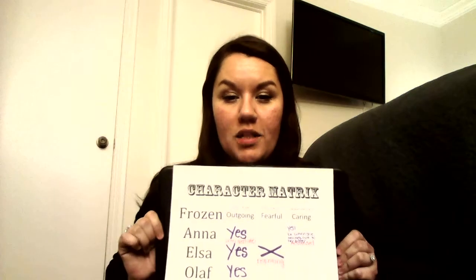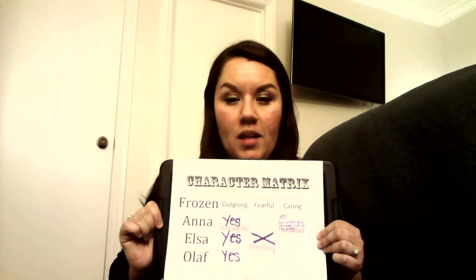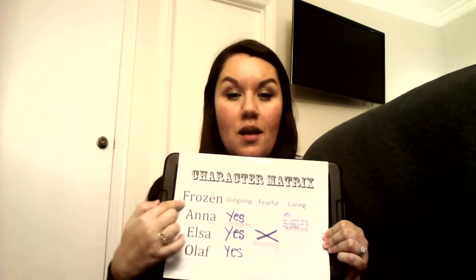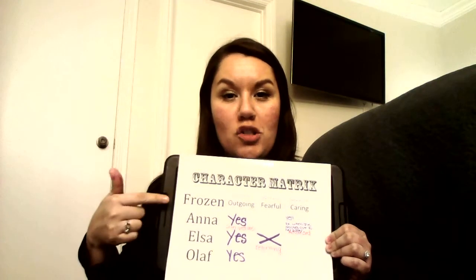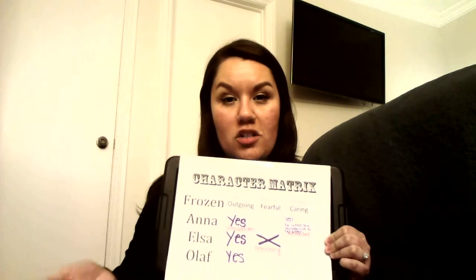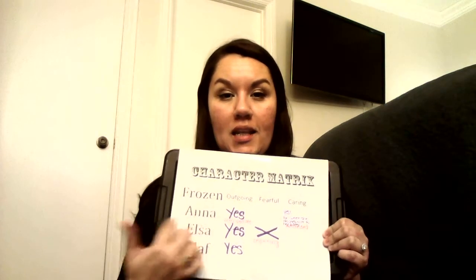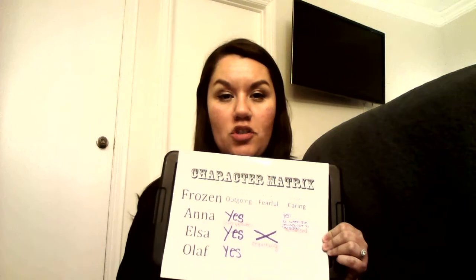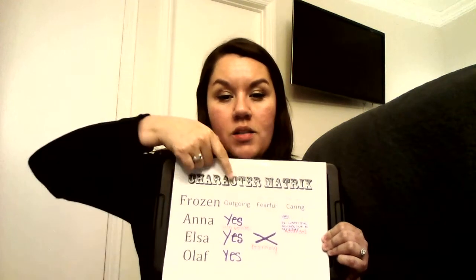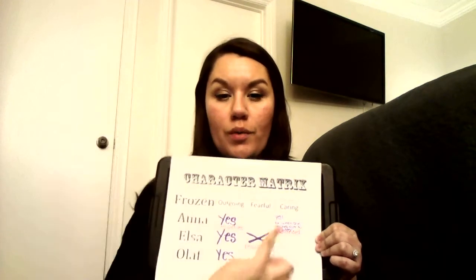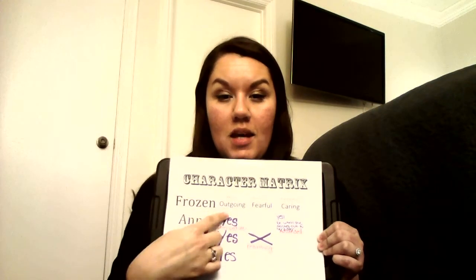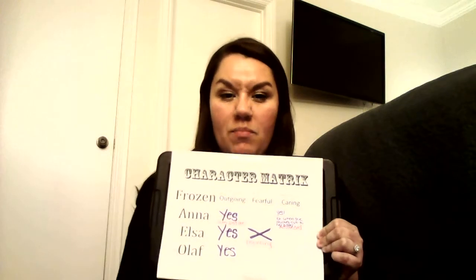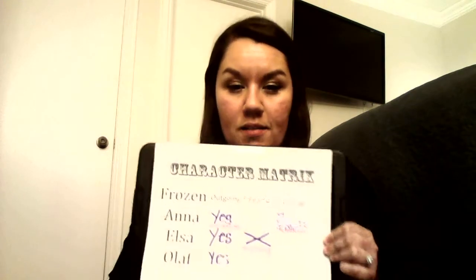This is an example of a character matrix. A character matrix will consist of several rows in which a student, or you as the teacher, will be able to write in the characters that will be compared and contrasted. Also, along the top are several columns going down that will list about 3 characteristics.